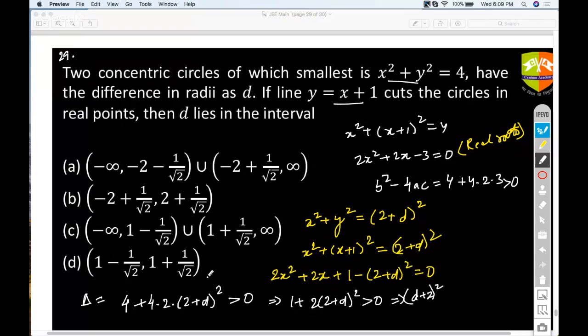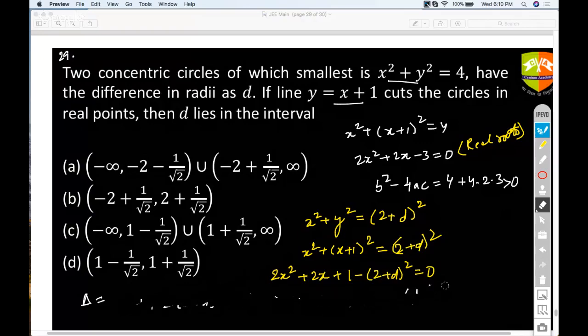Oh, I think I did not take this 1 into account. Okay, this 1 will also come. So this expression will slightly change. So b square minus 4ac will have 1 minus 2 plus d square. Okay, this should be greater than 0. In fact, greater than or equal to 0.